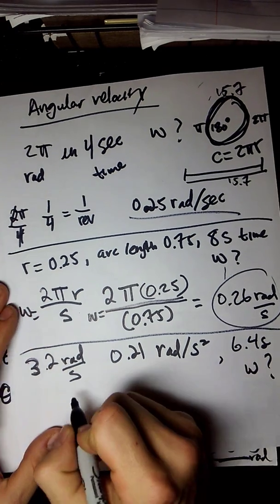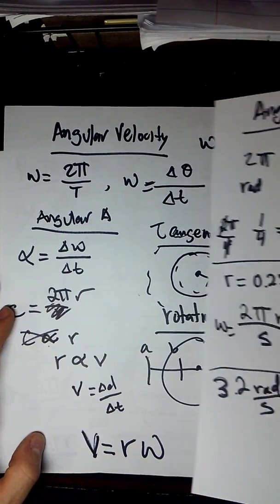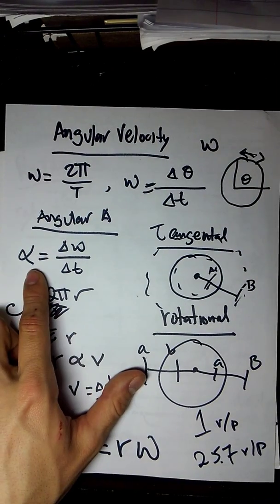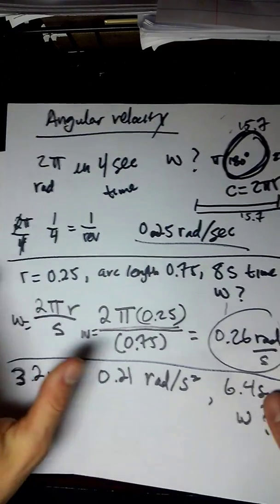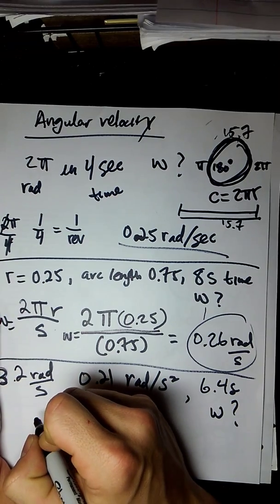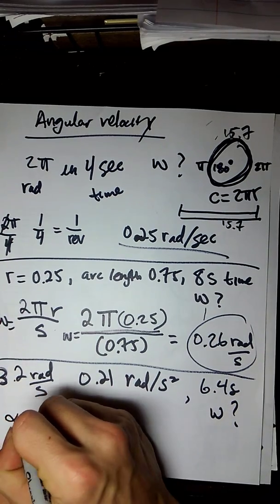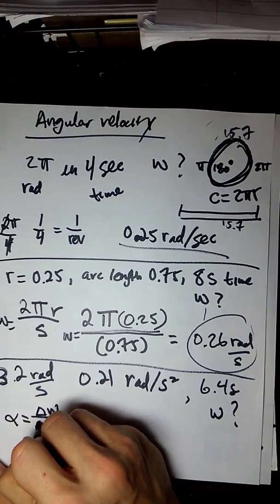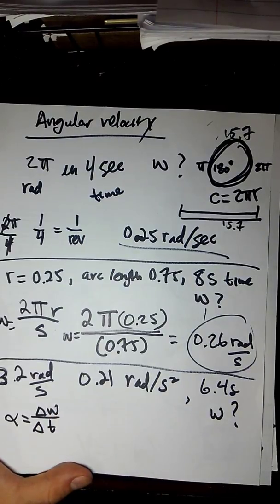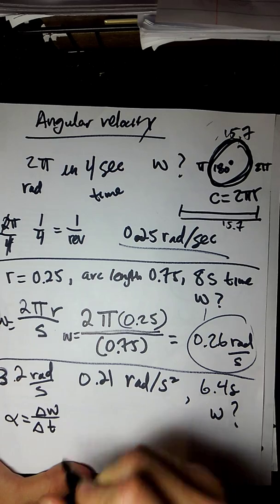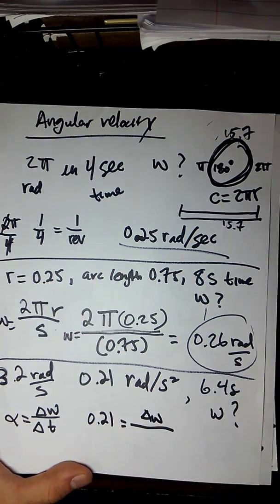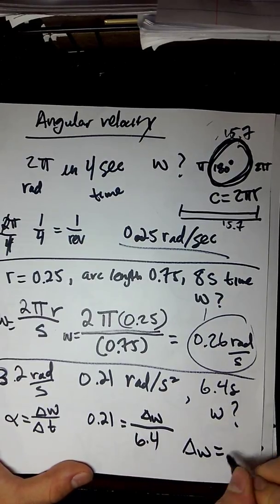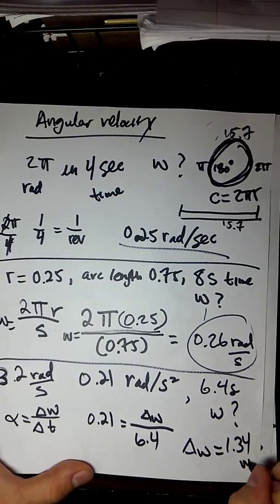In this case, we're going to use our other equation we have written down here on the previous page. We have alpha is equal to delta angular velocity over a change in time. Okay, so delta W over delta time. So in this case, you're given 0.21 as our acceleration, right, because it's in the units, and we're going to solve for delta W. And we have 6.4 seconds as our time. So we get delta W to be equal to 1.34.